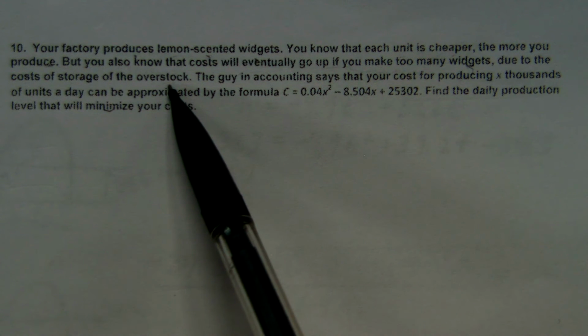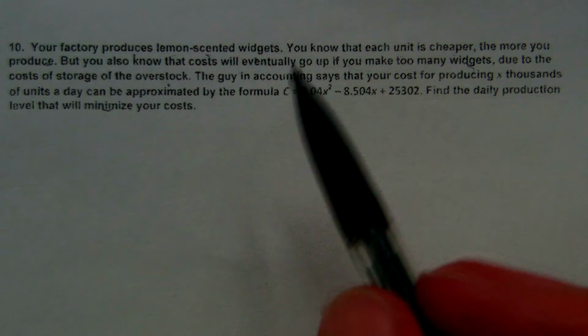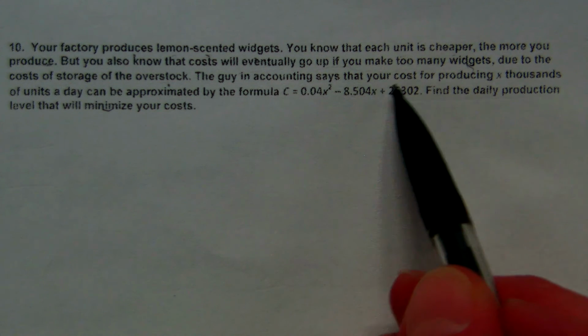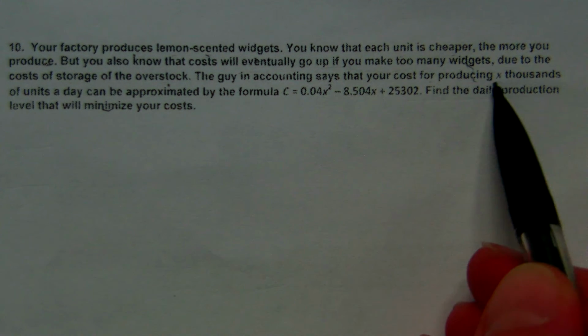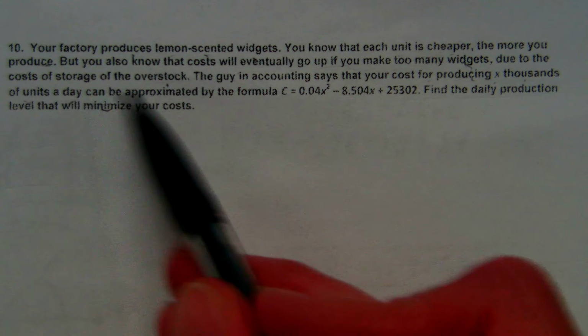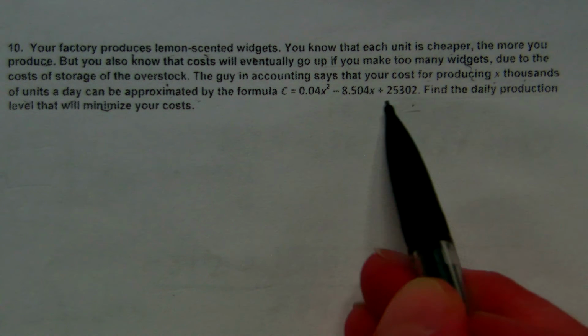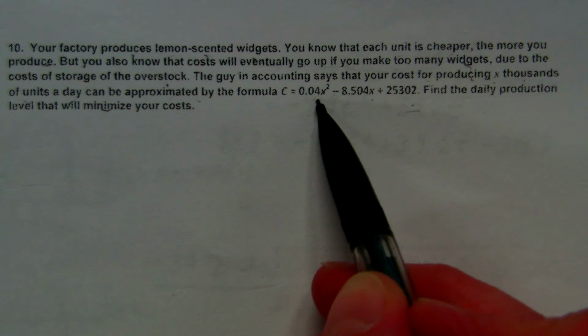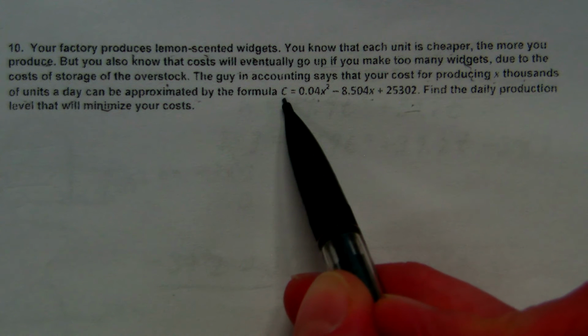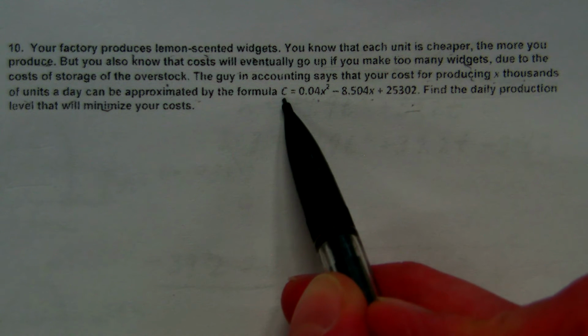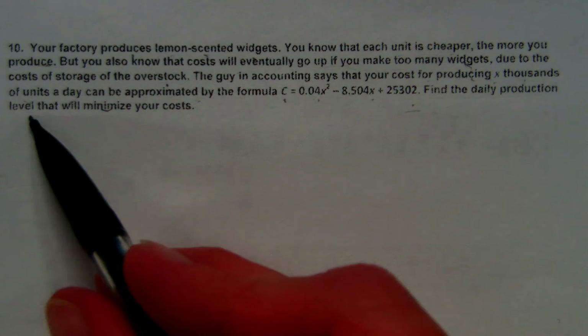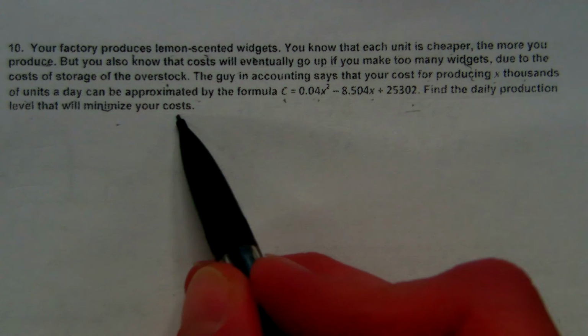So there's like a magic number that you can make and make the most money. That's what we're looking at. The guy in accounting says that your cost for producing X thousands of units a day can be approximated by this formula. So X is how many widgets you're making in thousands, and C is your cost. Look, they wrote the equation for us. Find the daily production level that will minimize your costs.